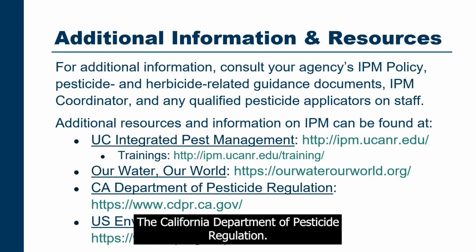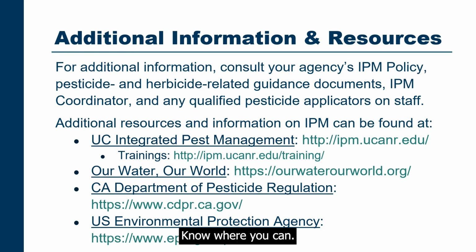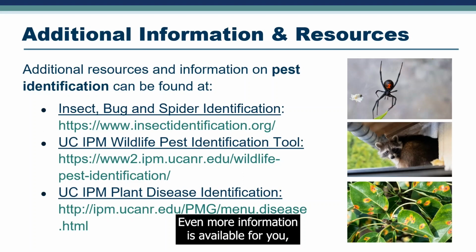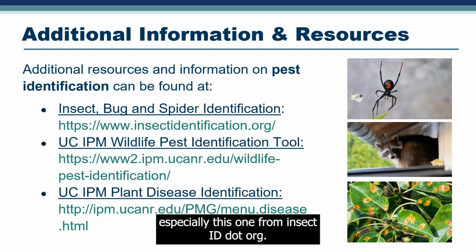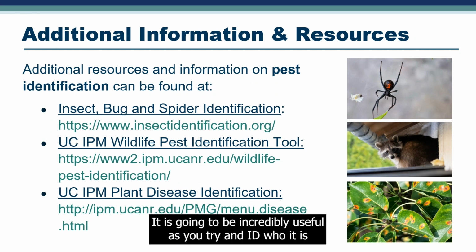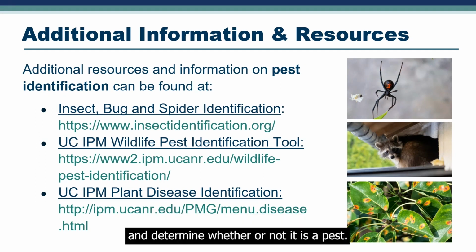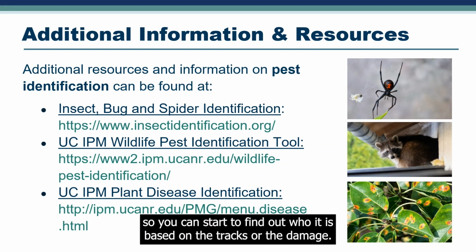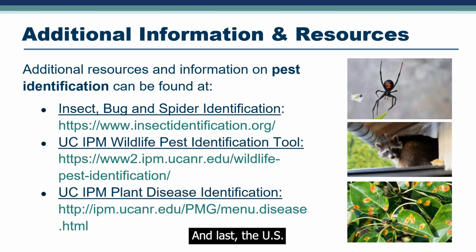The California Department of Pesticide Regulation: get to know their site, know where you can find more information when you need it. And of course, the US EPA is also full of excellent information. Even more information is available for you, especially this one from insectidentification.org. It is going to be incredibly useful as you try and ID who it is and determine whether or not it is a pest. Then UC IPM has a wildlife pest identification tool, so you can start to find out who it is based on the tracks or the damage. And last, the UC IPM plant disease identification site.